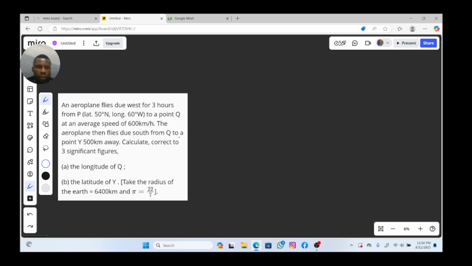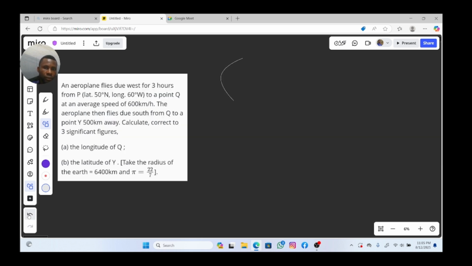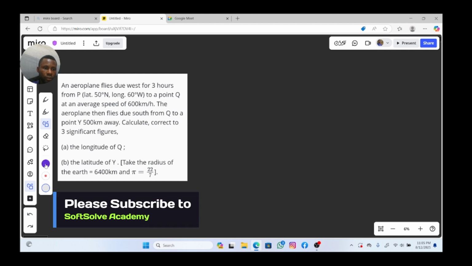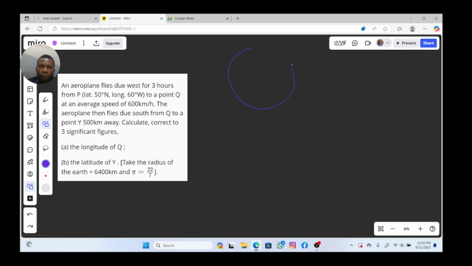So the question is here, all I need to do is to draw the circle, the earth, a replica of the earth. Okay. So I have this. That's the earth for me.